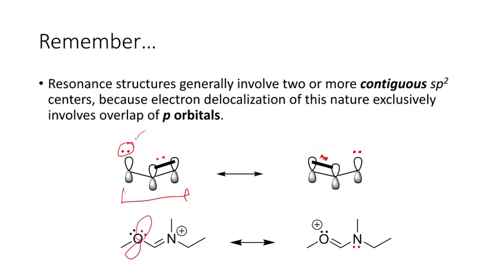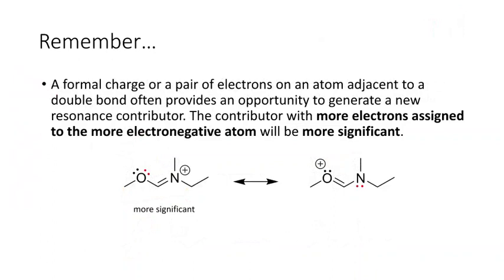Remember that we can only put one pair of electrons in that p orbital. Remember, a formal charge or a pair of electrons on an atom adjacent to a double bond often provides an opportunity to generate a new resonance contributor. The contributor with more electrons assigned to the more electronegative atom will be more significant. In this case, we have two choices. We've either put a lone pair on the oxygen or a lone pair on the nitrogen. And since oxygen is more electronegative, this structure is more significant.